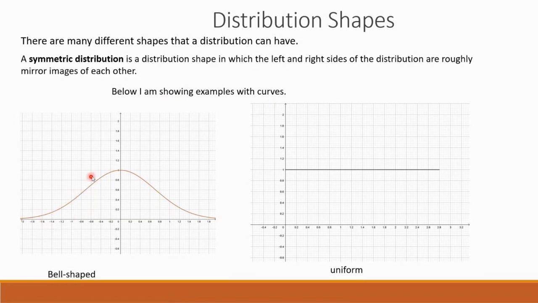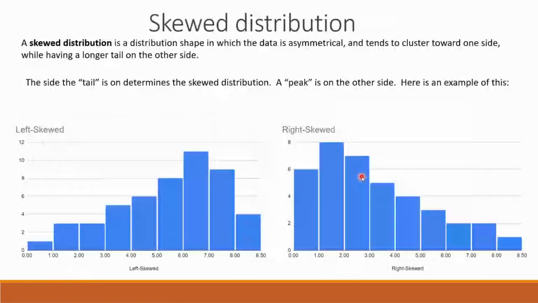So here we have bell shape, which is actually normal, I think a normal distribution, if I remember correctly. You can see that the left and right hand sides relative to the y-axis are roughly mirror images of each other. We also have uniform. In this case, the center would be somewhere to the right of the y-axis. But if we have some kind of center, hopefully you can see that the left and right hand sides would be mirror images of each other.